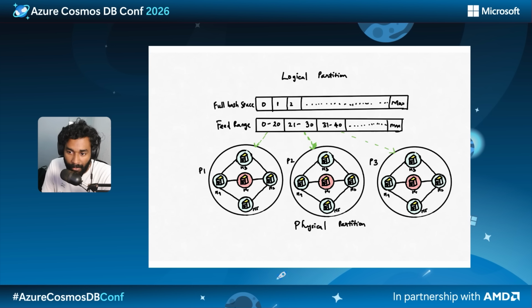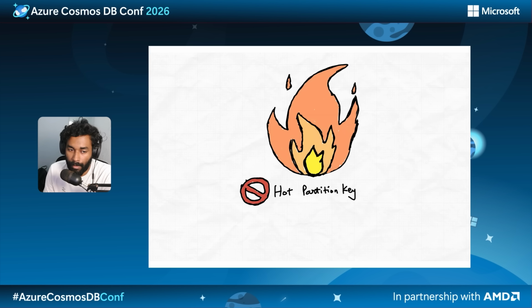If too many requests end up using the same partition key value, all the traffic will go to the same logical partition, which in turn maps to one physical partition. And this is what leads to something called a hot partition. Now, if you end up with a hot partition because of a poorly chosen partition key, there aren't many options. In most cases, you have two ways to solve this.